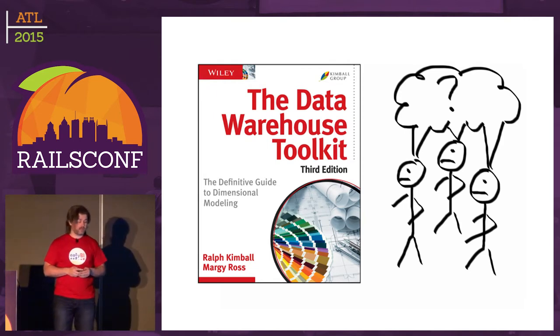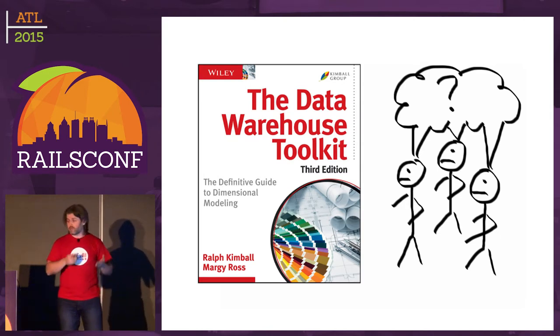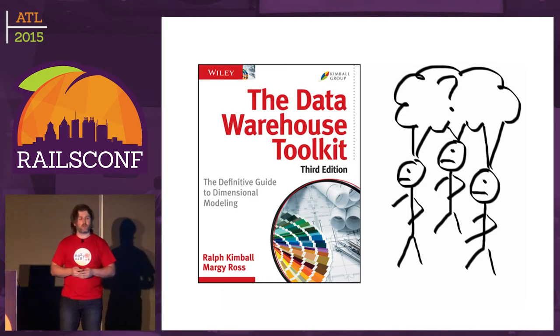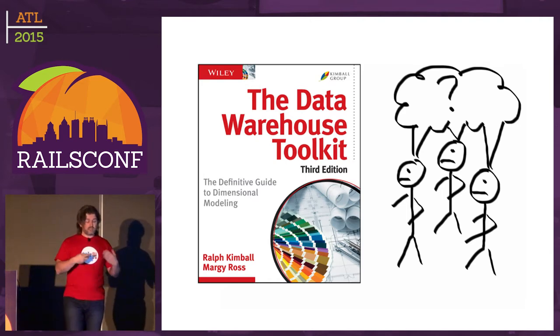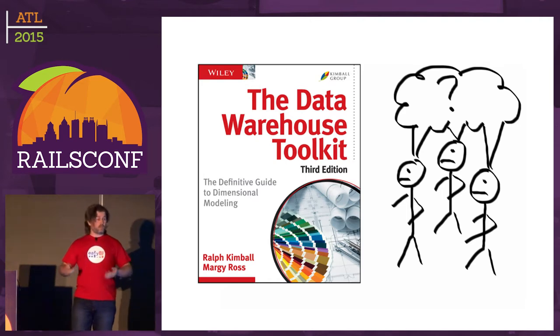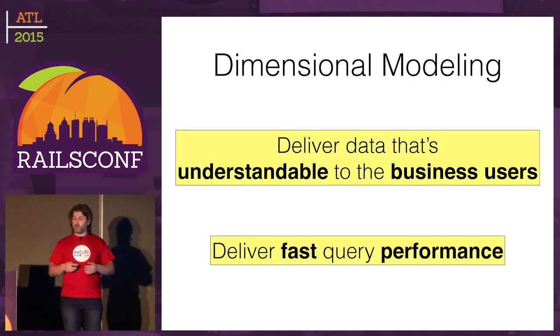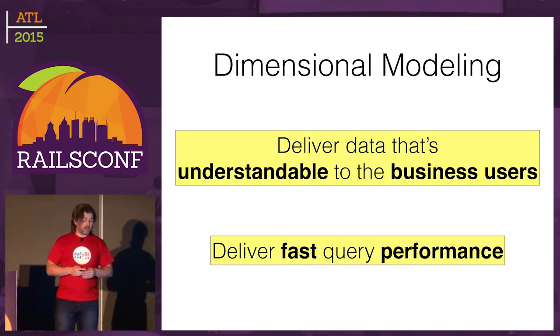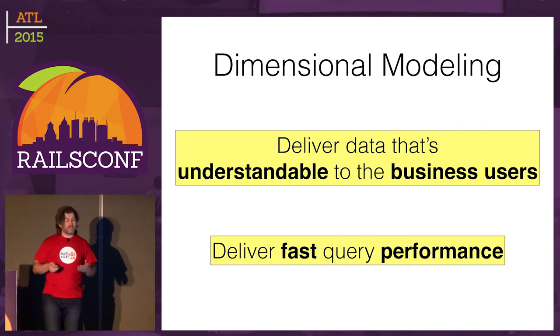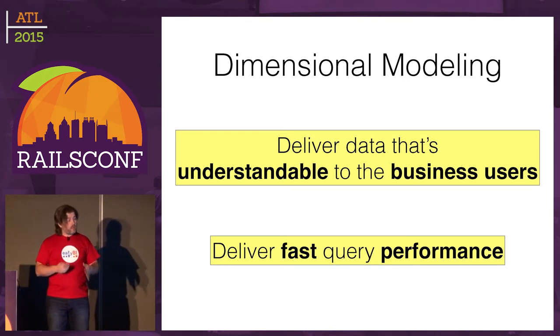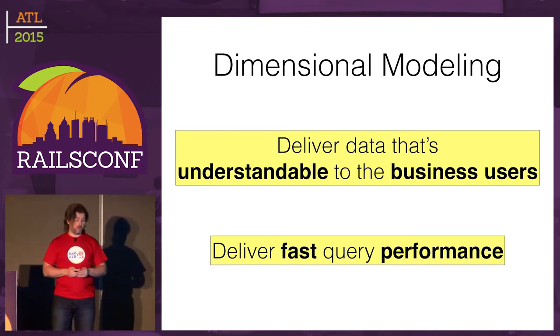The Data Warehouse Toolkit, by Ralph Kimball. So I would definitely recommend anyone interested in the topic to read this book. It's now already the third edition. And this book talks about dimensional modeling. And what are the main objectives of dimensional modeling? I'm quoting this book. We need to deliver data that's understandable and usable to the business users, as well as we need to deliver fast query performance.